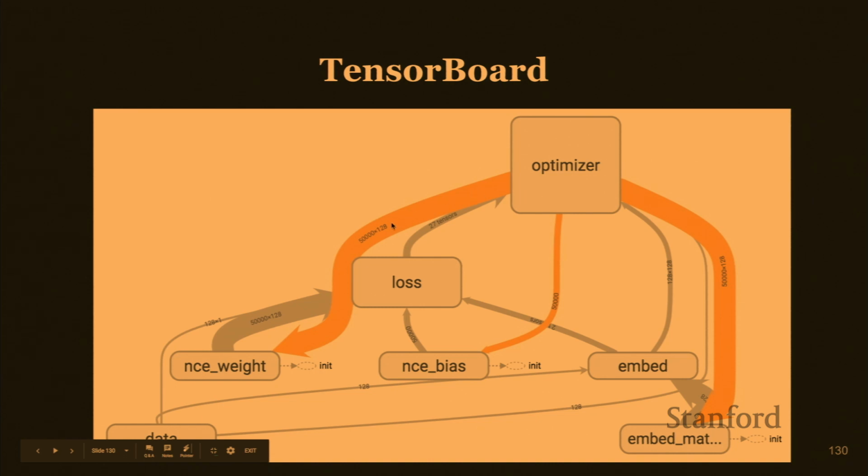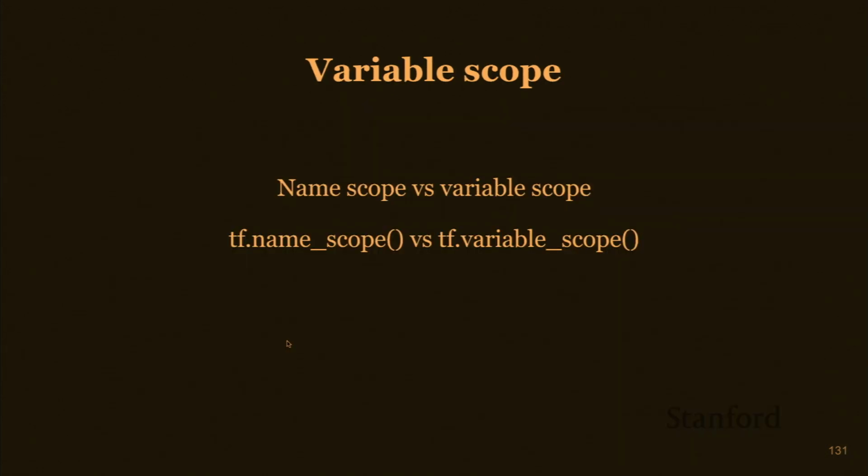TensorBoard has three different kinds of edges. The dotted one means NCE weight has to happen after init has been done, so it shows the control dependency, like which ops depend on which ops. The big gray arrows mean data is transferred, like NCE weight puts data into loss. And the orange ones mean the optimizer mutates the value of NCE weight, which means it updates the value of NCE weight.